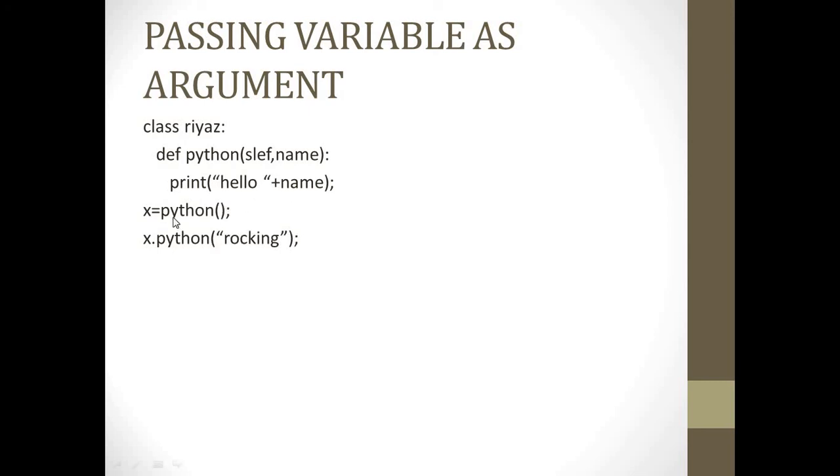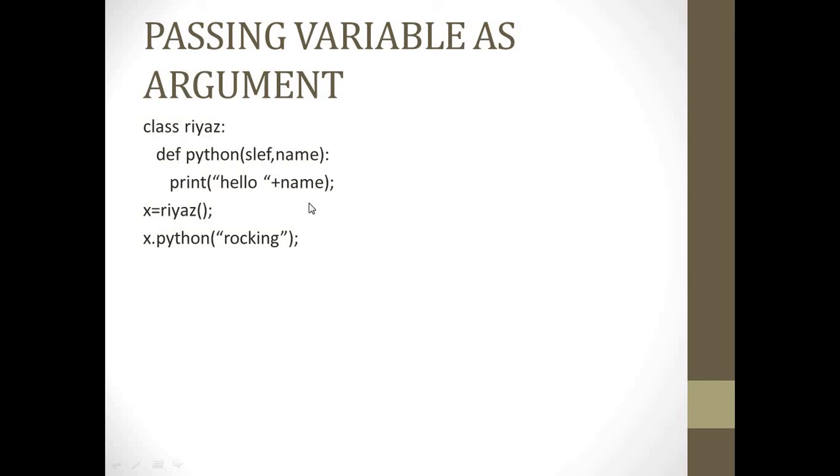Whatever name I give inside x dot Python, I have to give rocking. Okay, a small change, because we should not give rocking here, but wait a minute, a small confusion. No confusion: x is equal to the class name I have to give. x is my object name and this is my class name, and x dot Python, inside I will be giving rocking. That rocking will go to name, and hello rocking it will print.